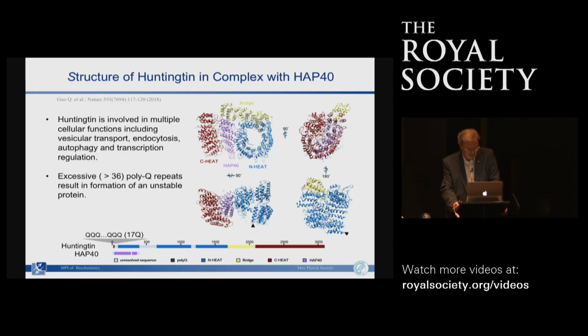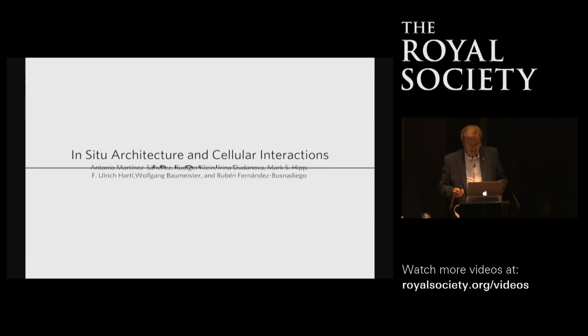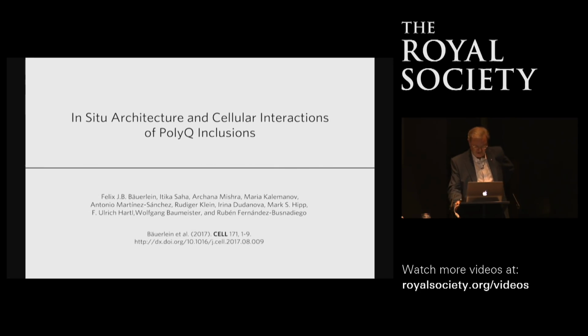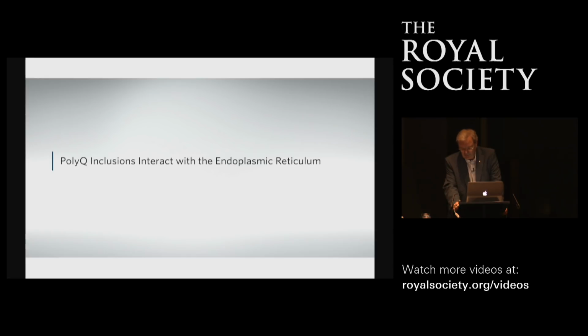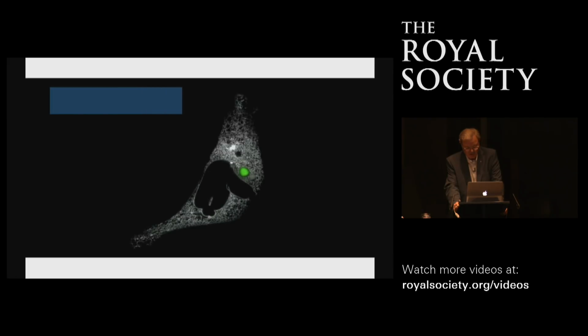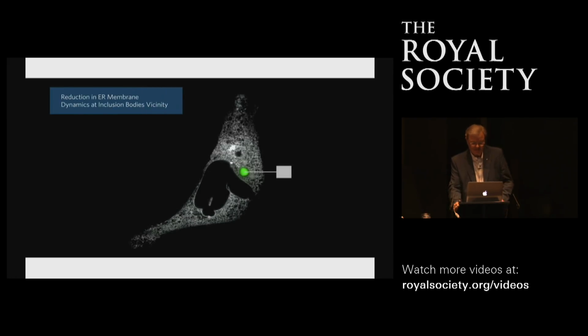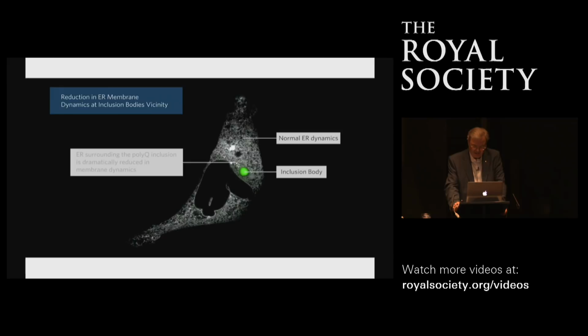If that becomes longer than 36 or so polyQ repeats, it results in the formation of an unstable protein which tends to aggregate. Now, this is the beginning of a little movie which I will show only for a few seconds. Basically, what we have done is we have expressed a model Huntingtin, not the full length as a matter of fact, but with relatively long polyglutamine repeats, 60 and one with 90, and you see here a light micrograph of an aggregate.